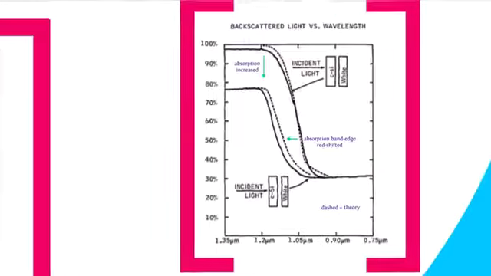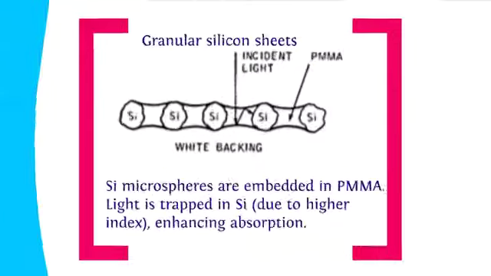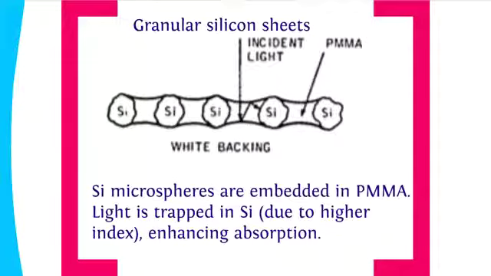So we need to hurry because there's one last thing we want to talk about, a different implementation of light trapping: using little granules of silicon embedded in plexiglass. PMMA is plexiglass, what we call plastic. So here you have little balls of silicon. It is of course useless, right?